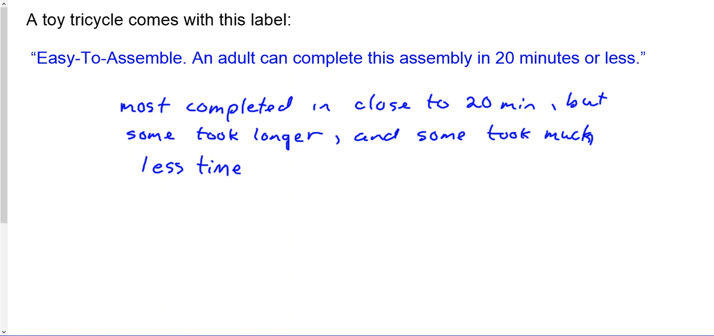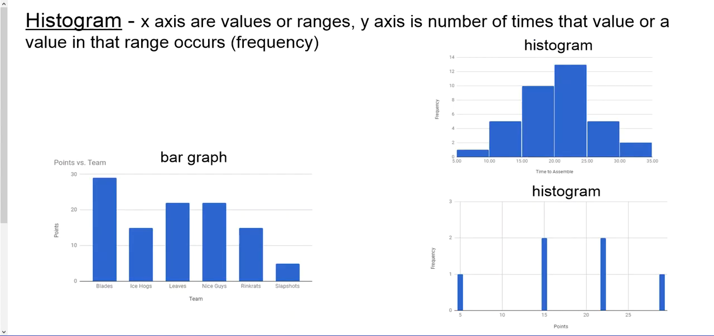Okay. So, histogram. X-axis are values or ranges. Y-axis is the number of times that the value occurs in that range, or it's just another name for frequency. So we've got a bar graph here, which is qualitative along the x-axis, and number of points or some other quantitative variable on the y-axis. And we have a histogram over here, where it's intervals along the x-axis, and frequencies along the y-axis.